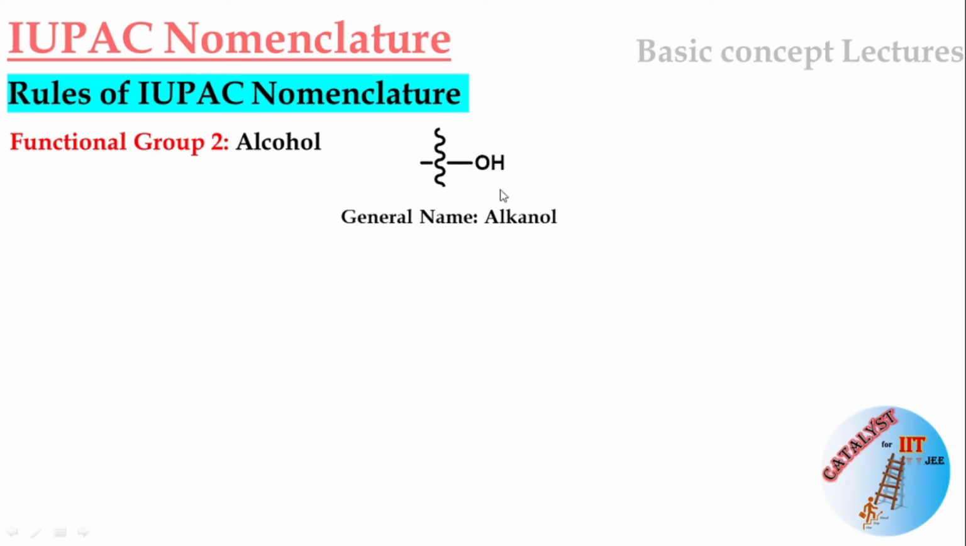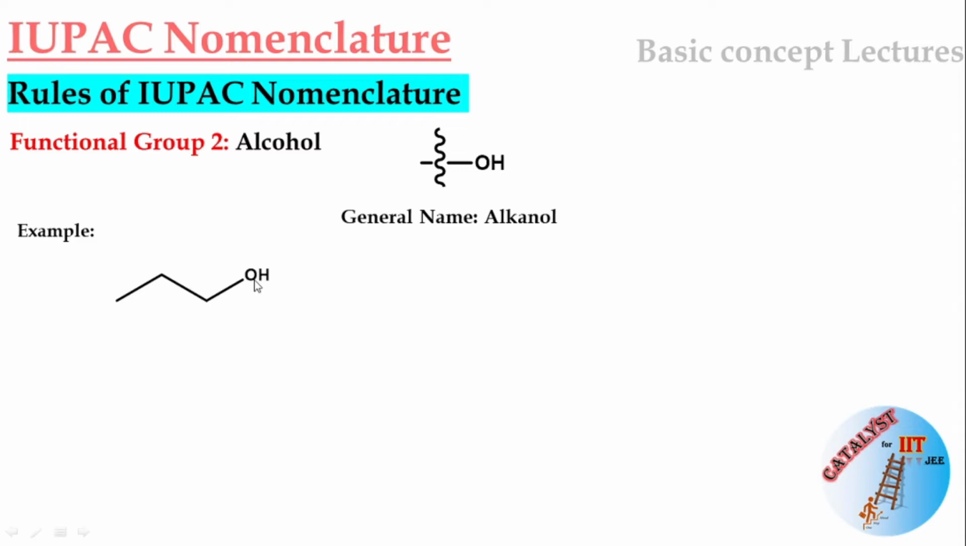Now your next functional group is alcohol. The general representation for this functional group is OH. The general name, as I am discussing only saturated hydrocarbons here, but in our examples we will also learn how to name unsaturated hydrocarbons. So this is the general name, alkanol. This is used for the IUPAC naming of alcohol.